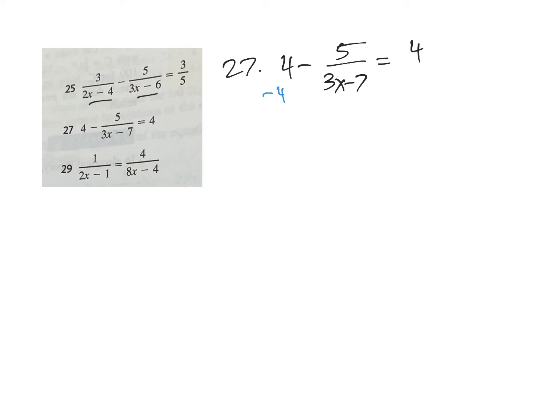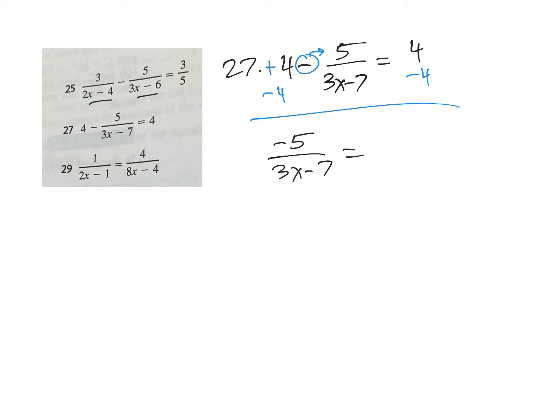If we subtract 4. Now remember, that minus sign is on this term, not the 4. So this is a positive 4 here. So we're going to subtract 4 from both sides. And the minus sign doesn't disappear. I'm going to put it with the 5. You can put it in the top or the bottom.